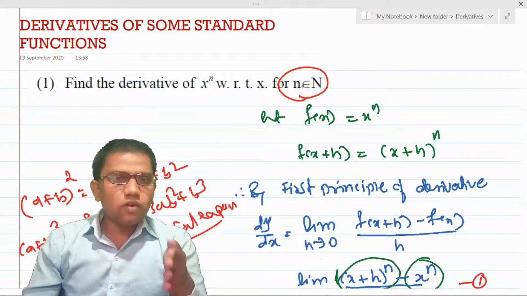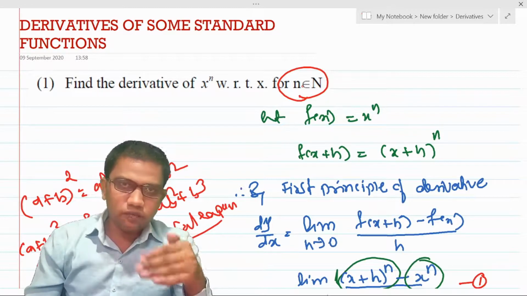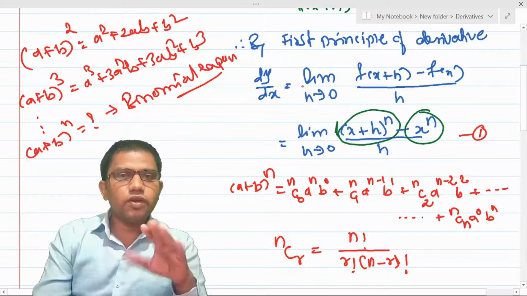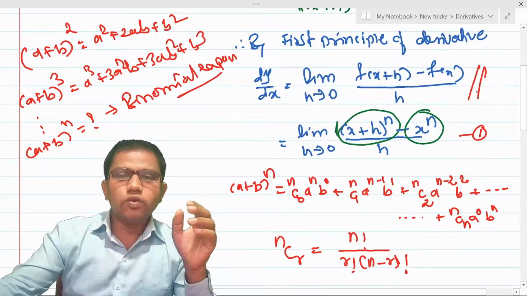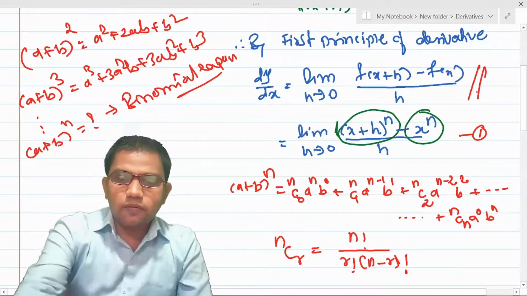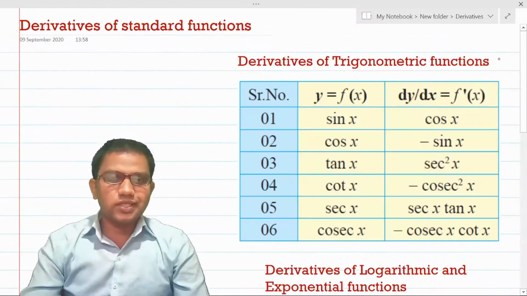Okay, you just have the function, find out f(x), find out f(x plus h), replace all those values in the first principle of derivative. This is the first principle of derivative, and just calculate them. You will definitely get the answer. Okay, and we just have all these results.